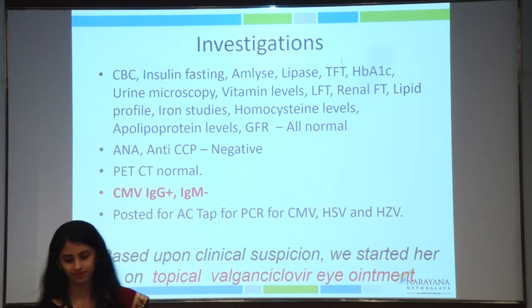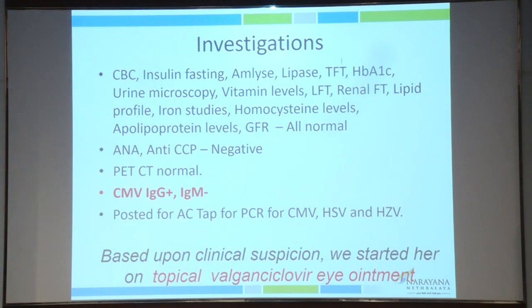The CMV IgG was positive. We asked the patient to undergo an AC tap for the PCR and everything came negative. We felt the patient has CMV anterior uveitis. The pericarditis was supposed to be secondary to, maybe, a CMV colitis he had.